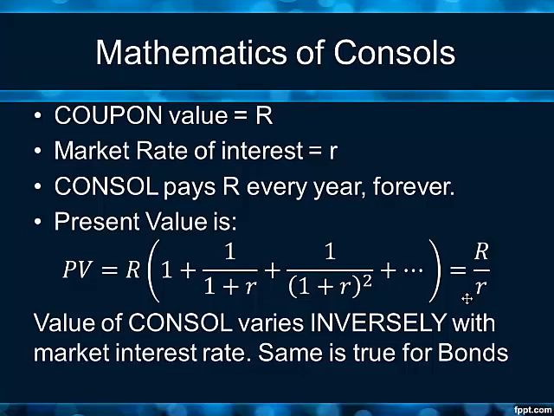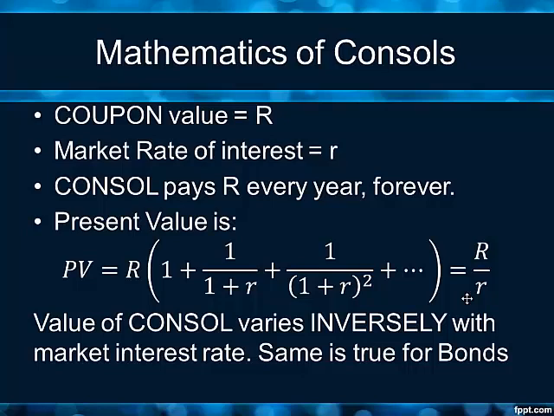So a consol is like a bond, but this bond is never retired. It just keeps on paying some interest until infinity. So suppose the coupon value is capital R. So that means that if you have a $100 bond, you will be paid 100 times R every month or every year forever. So what's the value of this bond now? That's called the present value.